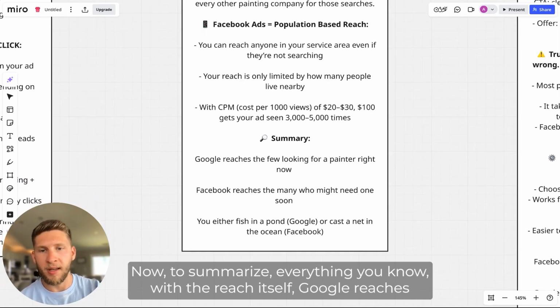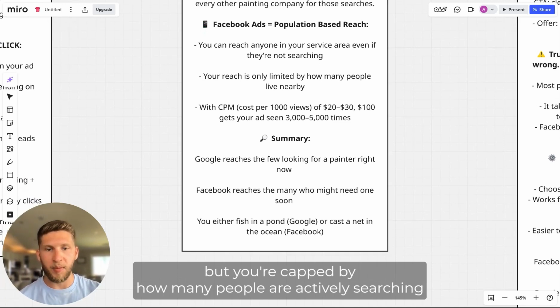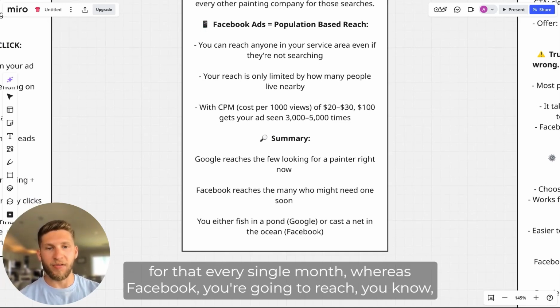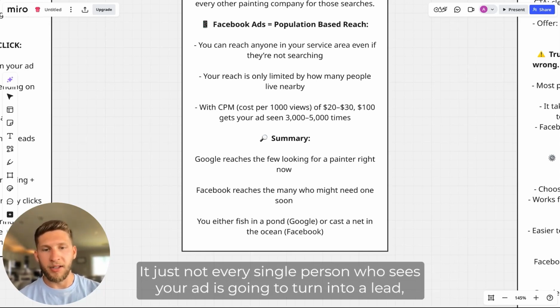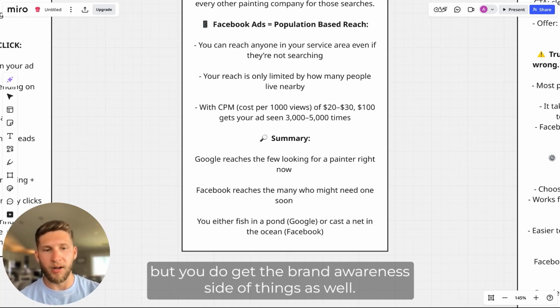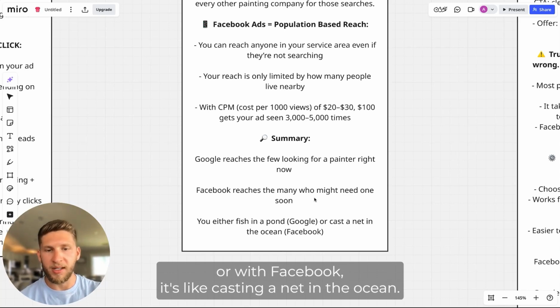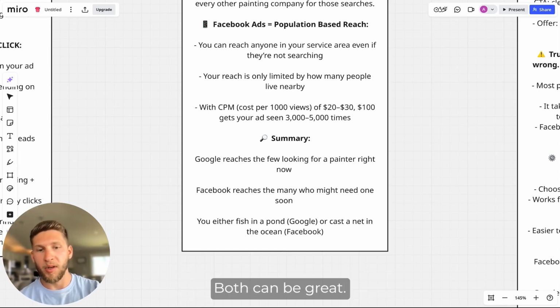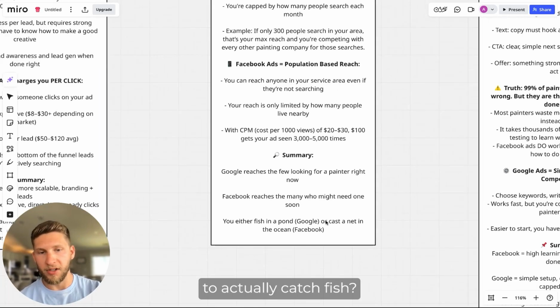Now, to summarize everything, with the reach itself, Google reaches the few people who are actually looking for a painting service right now, but you're capped by how many people are actively searching for that every single month. Whereas Facebook, you're going to reach everyone in your service area or everyone in your city. Not every single person who sees your ad is going to turn into a lead, but you do get the brand awareness side of things as well. So with Google, it's more like fishing in a pond, whereas with Facebook, it's like casting a net in the ocean. Both can be great. You can catch fish either way. It's just, do you know where to go in the ocean to actually catch the fish?